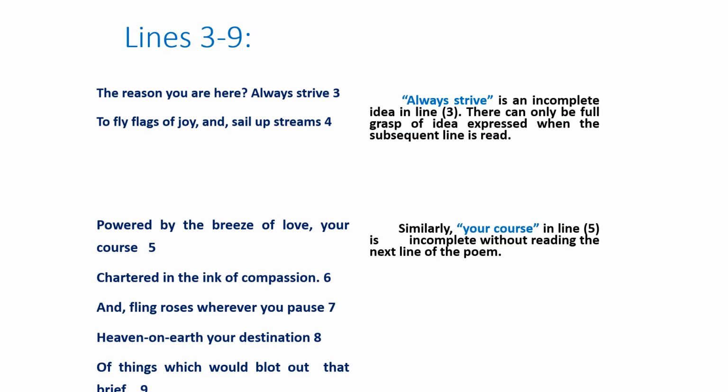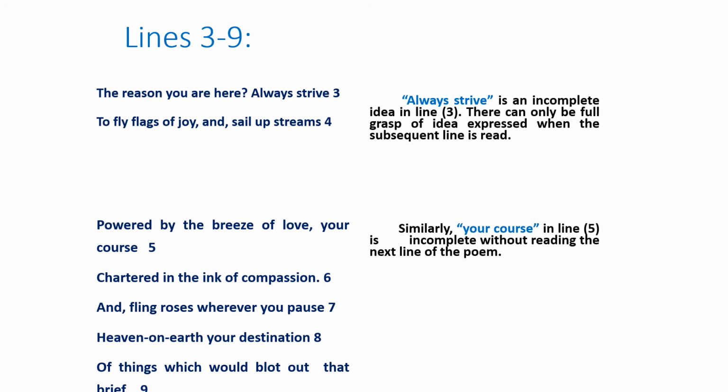Now, you can see lines 3 to 9 of the poem here. If you look at lines 3 and 4 and check the left-hand side, lines 3 and 4 are quoted, and on your right-hand side, the idea of enjambment is well explained. Now, lines 3 to 4 of the poem, we have: the reason you are here, always strive to fly flags of joy and sail up streams.